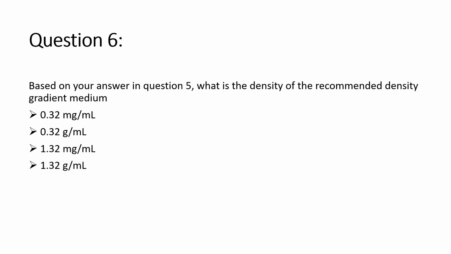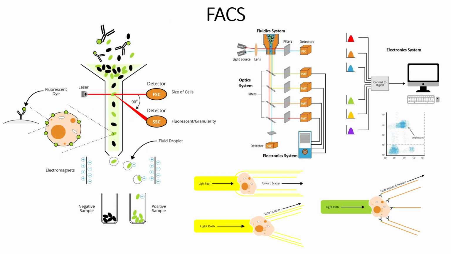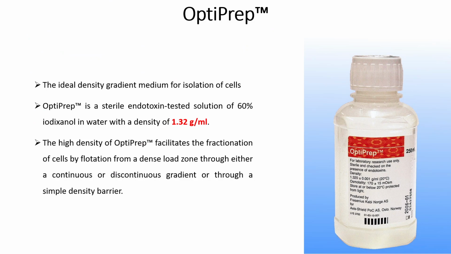You can write the right option in the chat box and we will discuss. Now moving back to some of the preceding slides. This is the OptiPrep, which is used as a medium for the isolation of cells. The high density OptiPrep facilitates the fractionation of the cells by flotation from a dense load zone through either a continuous or discontinuous gradient.